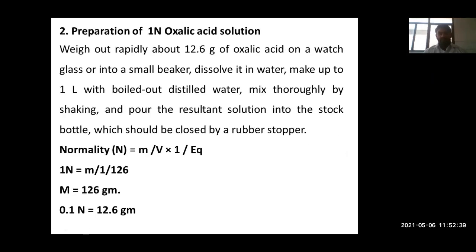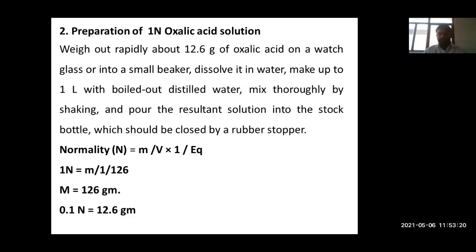Preparation of one normal oxalic acid solution. The molecular weight of oxalic acid is 126 and it has 2 donatable hydrogens, so the acidity is 2 and the equivalent weight is 63. But we are preparing a one molar solution, so in that case we have to take the molecular weight into consideration. So according to that, we have to weigh 126 grams of oxalic acid on a watch glass and dissolve it into 1 liter of water.